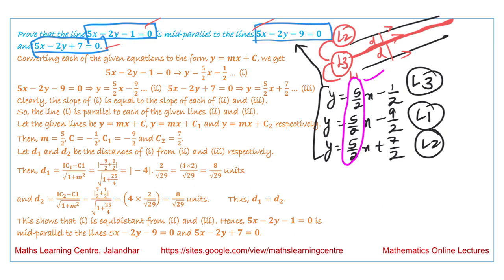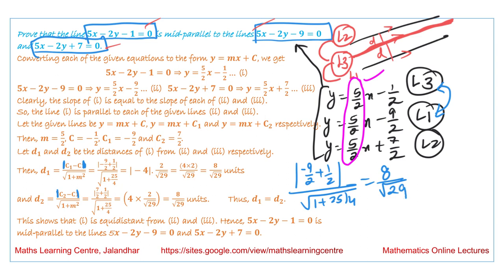Now we are calculating the distance between L1 and L3. The value we obtain is mod of minus 9 by 2 plus 1 by 2 divided by square root of 1 plus 25 by 4. The answer we obtain is 8 by root 29. This is the distance between these two lines. Next we are calculating the distance between L2 and L3.